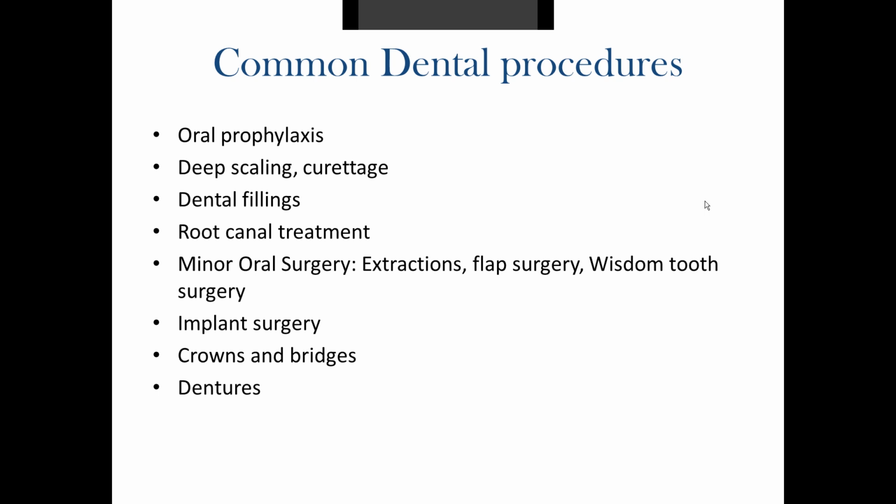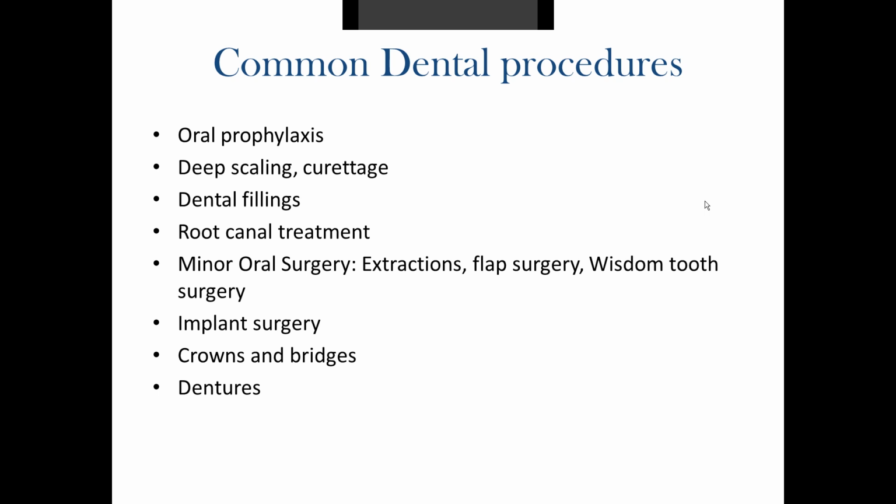Now let us look at the common dental procedures. The first one is oral prophylaxis. It's one of the easiest and simplest of dental procedures. It is carried out by an ultrasonic scaling machine. It removes the plaque and tartar which have accumulated on the teeth. The second procedure is deep scaling or curettage. It is generally done in periodontitis. It may be done under local anesthesia.